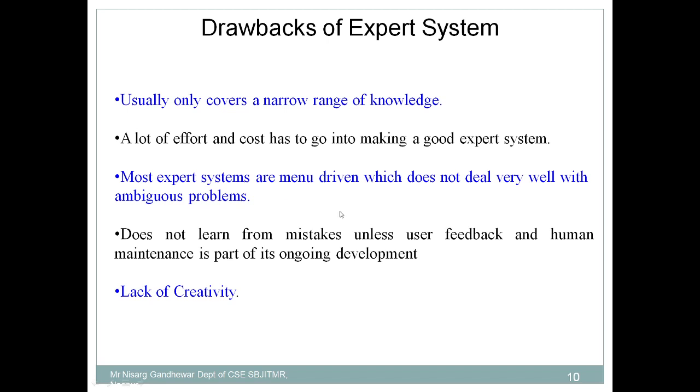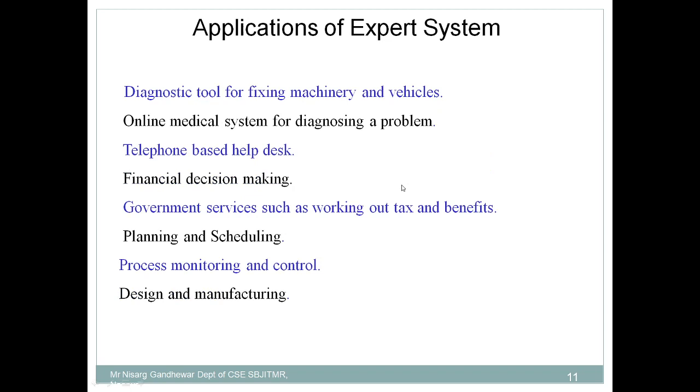So we can say that these are the drawbacks of expert systems. Though an expert system is beneficial and tries to help you in some way, it also has a few drawbacks. So at the last I can say that an expert system is not a 100% replacement of human beings. Then what are the different applications?